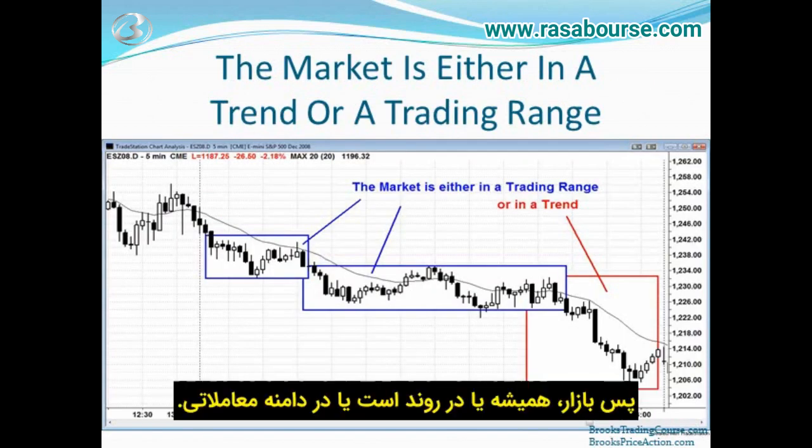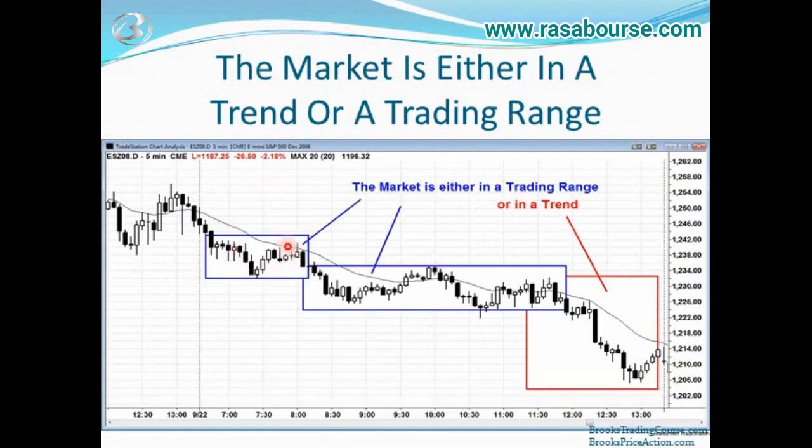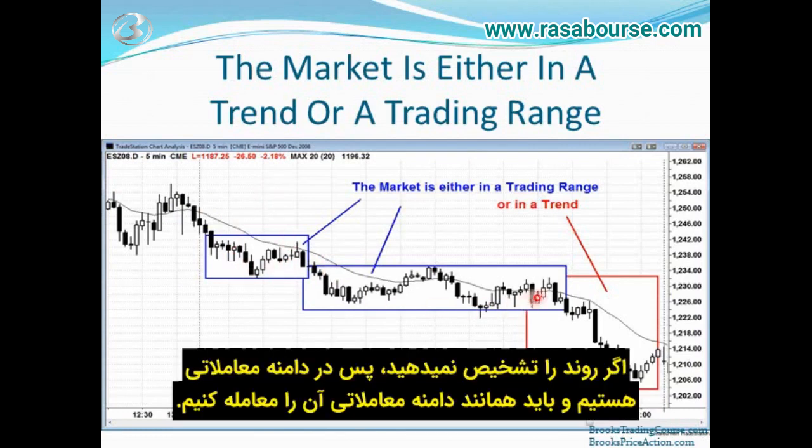Again, the market's either in a trading range, here's a trading range, here's another trading range, or it's in a trend at all times. If you can't tell, then assume it's in a trading range and trade it like a trading range.